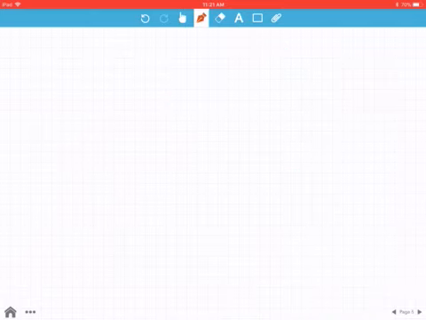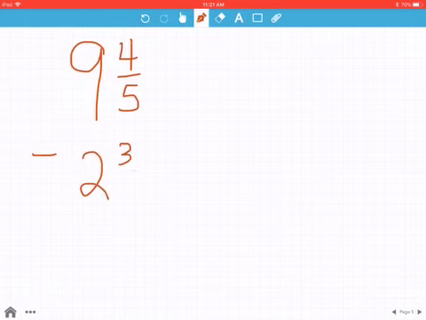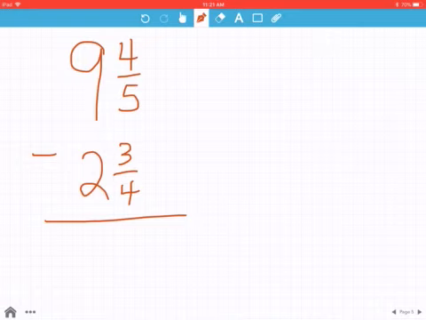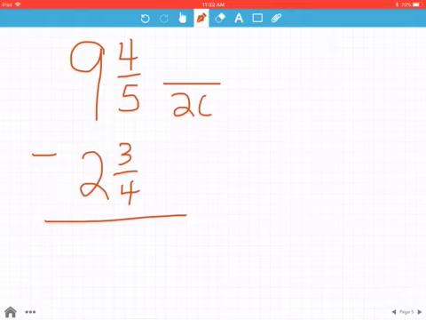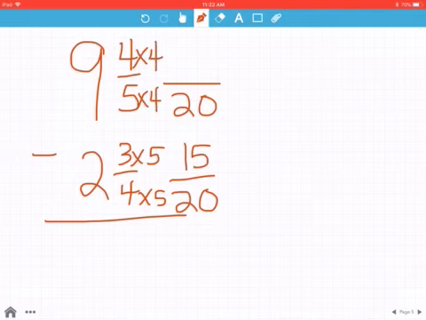Let's try one that doesn't have the same denominators. 9 4/5 minus 2 3/4. So if you're looking through your multiplication chart for your common multiples, we know that 5 and 4 have a common multiple of 20. So we'll rename these with a denominator of 20. Since I take 4 times 5 to get 20 there, 3 times 5 is 15. I'm going to take 4 times 4 to get 16.